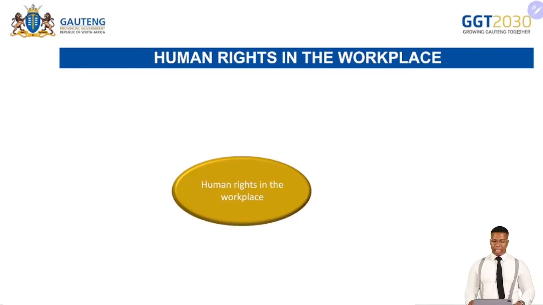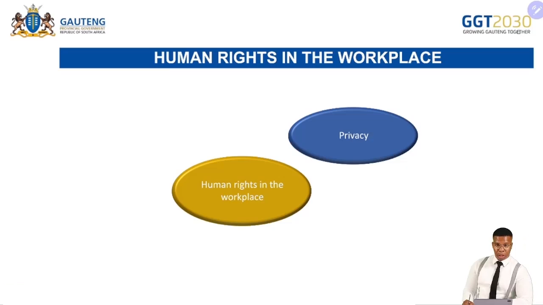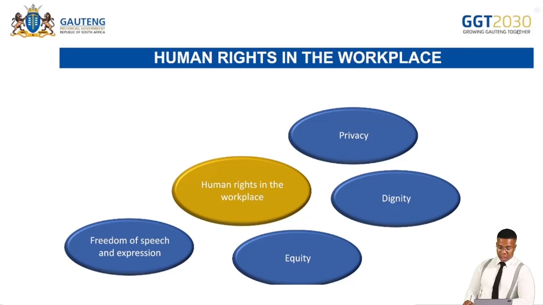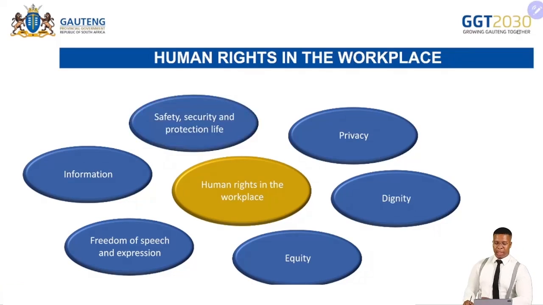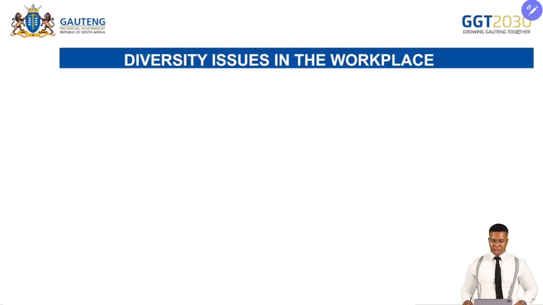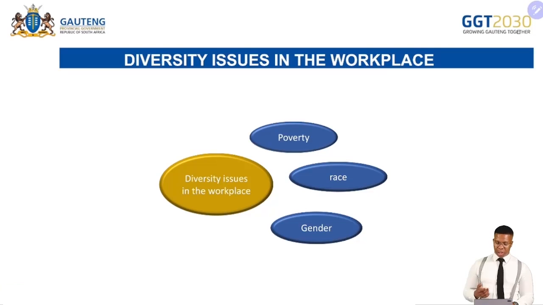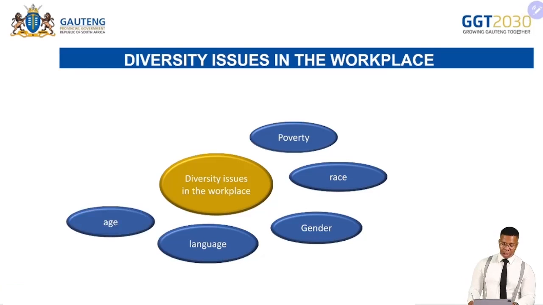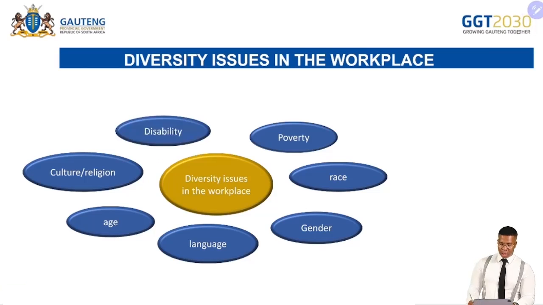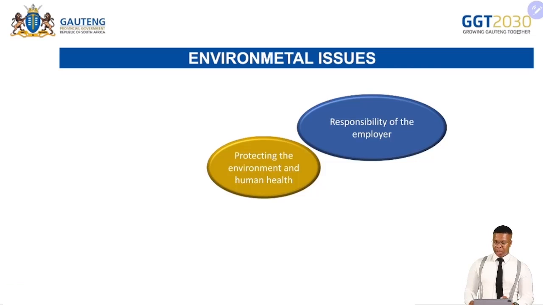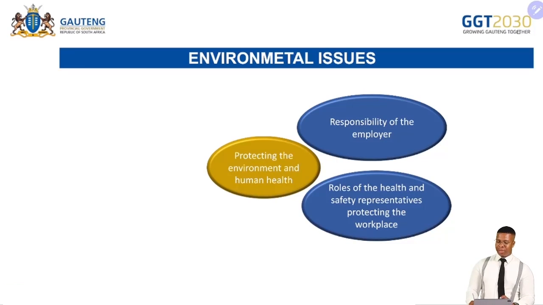Then, human rights in the workplace. When you're looking into human rights in the workplace, we have the right to privacy, we have dignity together with equity and freedom of speech and expression together with information and security, safety, security and protection of life. Then we also have diversity issues: poverty together with race, together with gender and language, together with age and culture, together with disability. Environmental issues to be considered, you need to know the responsibility of the employer, the responsibility of the health and safety representatives in protecting the workplace.